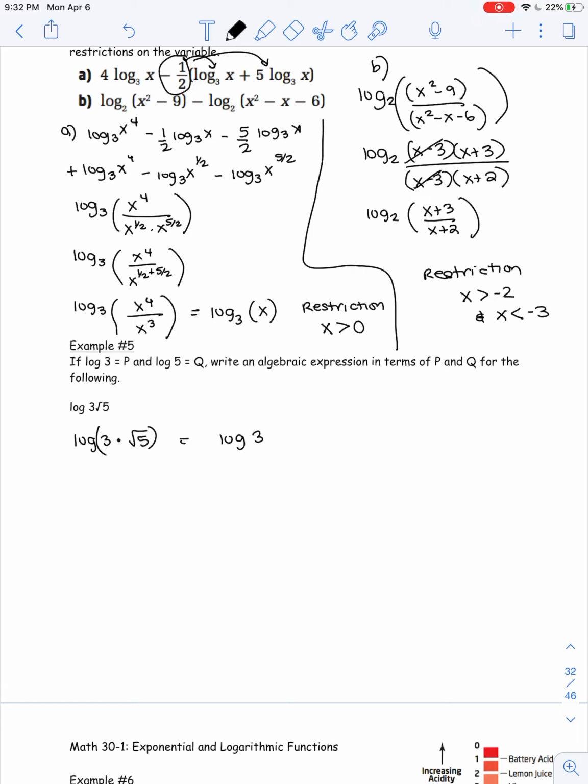Anytime we have multiplication, we can write it as addition between two logarithms. So I'm splitting them up using the product law. And then I already have that log 3, which is good, but I still want to get log 5 by itself. So what I'll do is I'll write 5 to the power of 1/2 instead of that square root. And then using the power law, I'm going to bring that 1/2 in front of log 5.